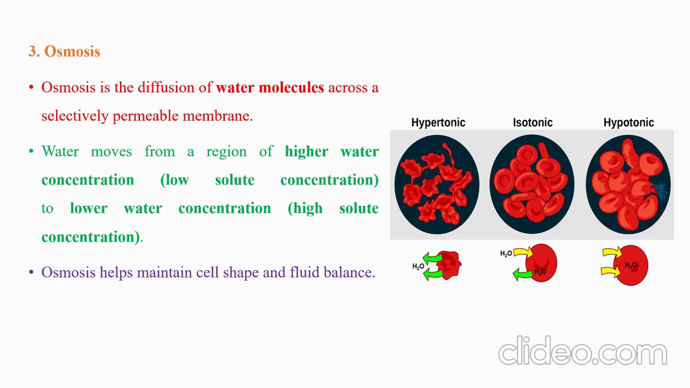In a hypertonic solution, the concentration of water is higher inside the cell than outside. So, water diffuses out of the cell and the cell shrinks. In a hypotonic solution, the concentration of water is higher outside the cell than inside. So, water enters the cell, causing it to swell and possibly burst.